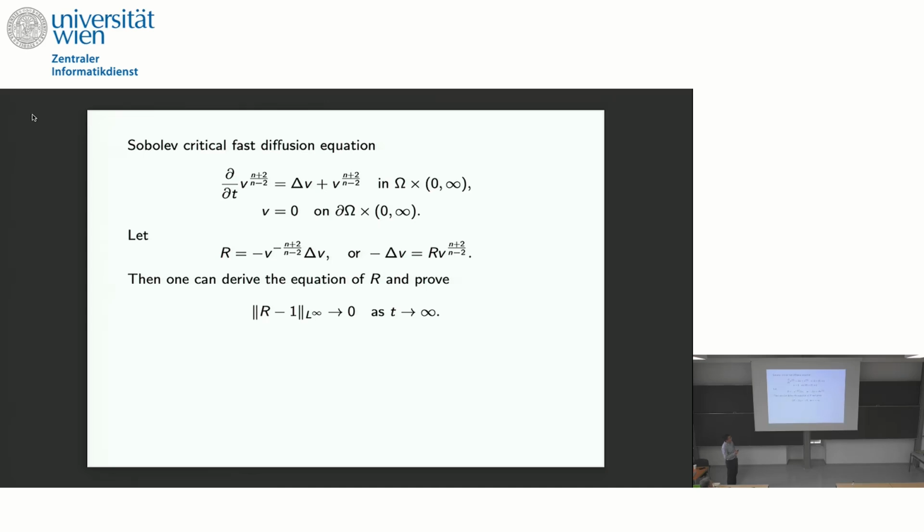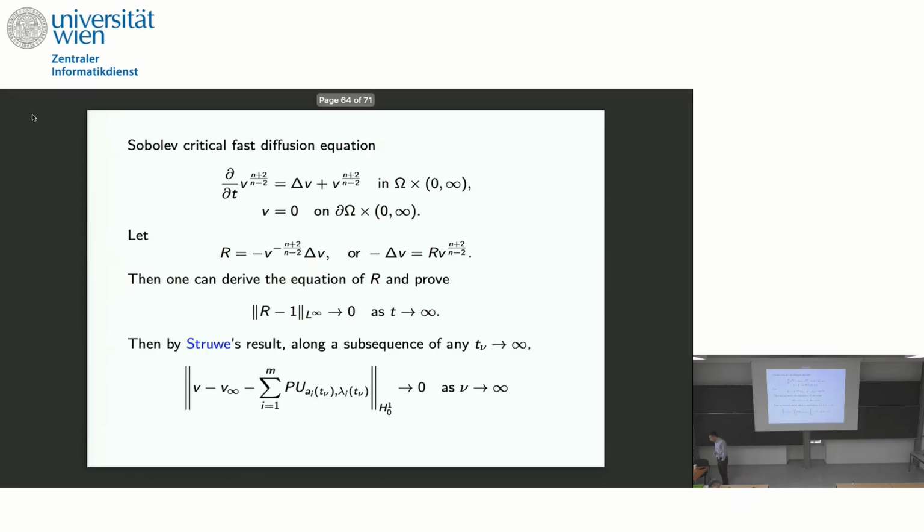Because of our regularity result, we can take a derivative of R, derive the equation of R, and use Moser iteration. We can show that R actually converges to 1. Second, if R goes to 1, we know that R satisfies this elliptic equation, minus Laplace V equals R times V to the critical power.